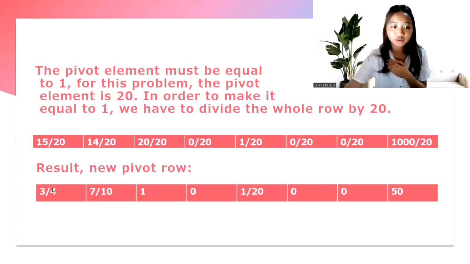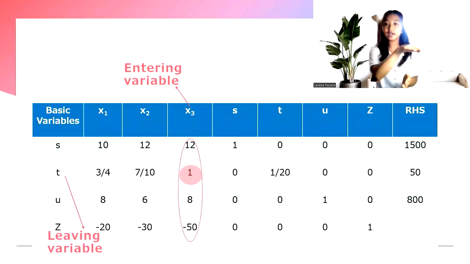Now, these results, the 3/4, 7/10, 1, 0, 1/20, 0, 0, and 50, will be our new pivot row, because we have to make sure that our pivot element is always equal to 1. So as you can see in our second row, that is our pivot row, we have our new pivot row already.